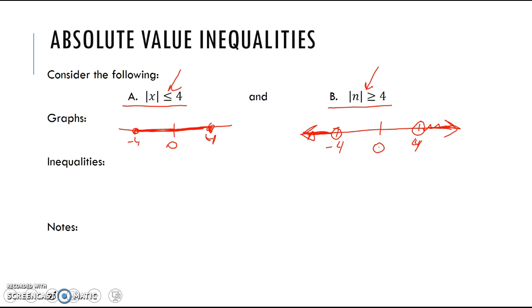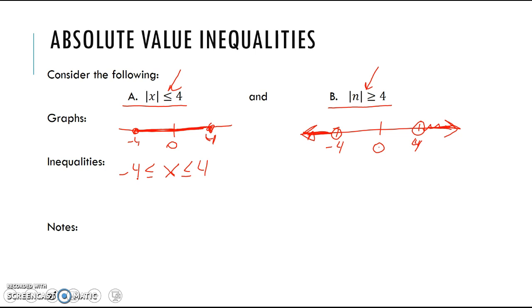We could write the inequalities several different ways. The way I would write this inequality would be something like this. I would say x is less than or equal to 4 and greater than or equal to -4. So this here happens to be an AND statement. It has to satisfy both conditions.